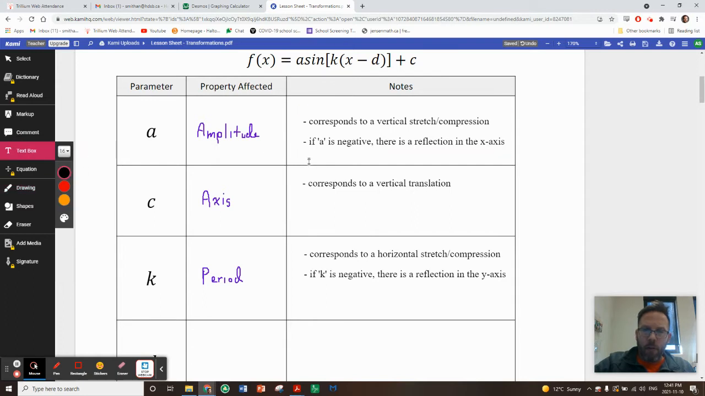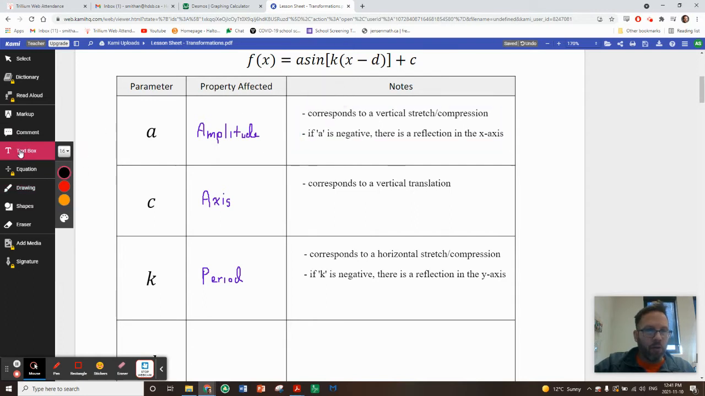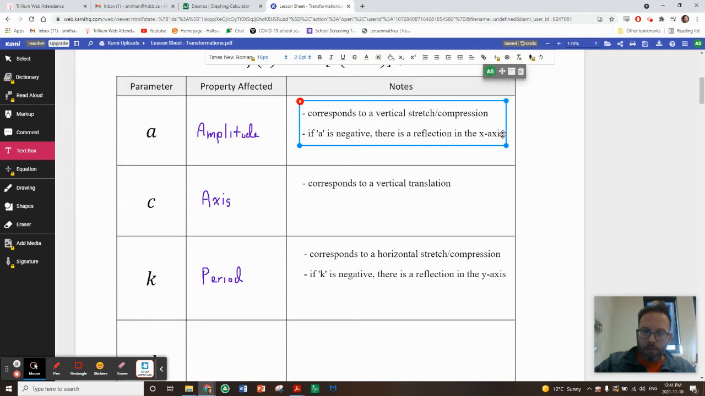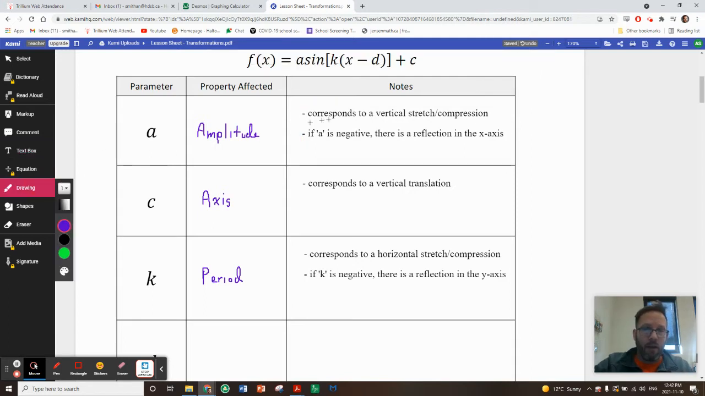And I might toss in a couple extra notes here, just a little improvisation. If the property that's affected by the parameter a is the amplitude, well, what actually is the amplitude? If you're reading off an equation, the amplitude equals the absolute value of whatever the a value is. You can read the amplitude right from your equation. In this case, the axis is y equals c, so you can read that right off as well.